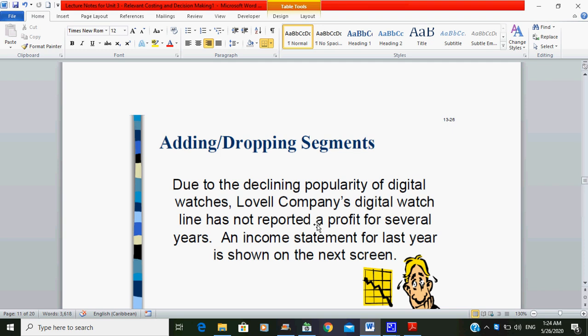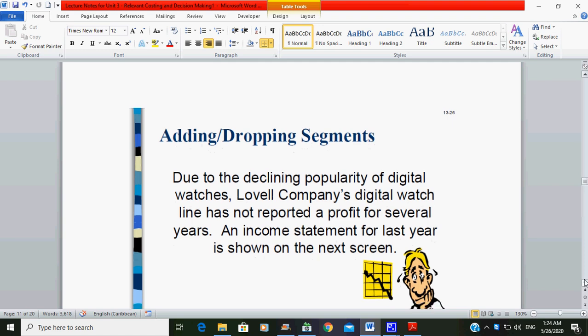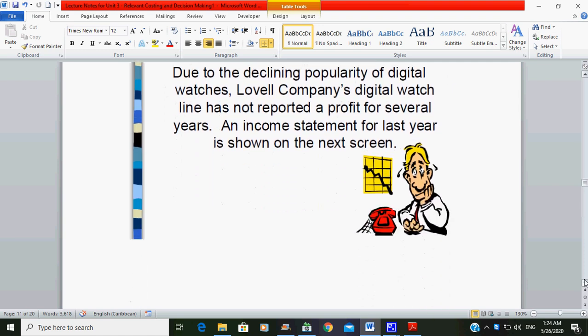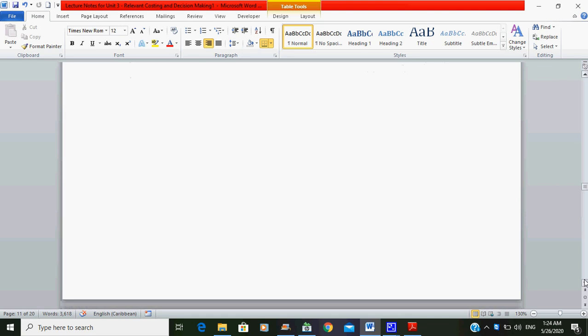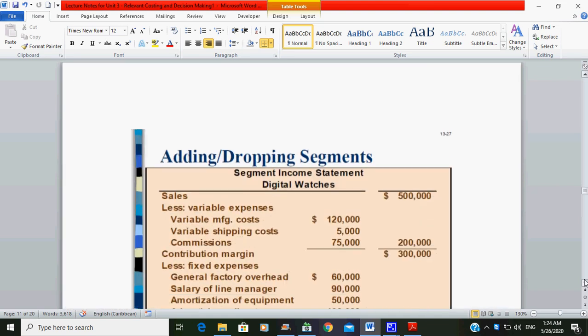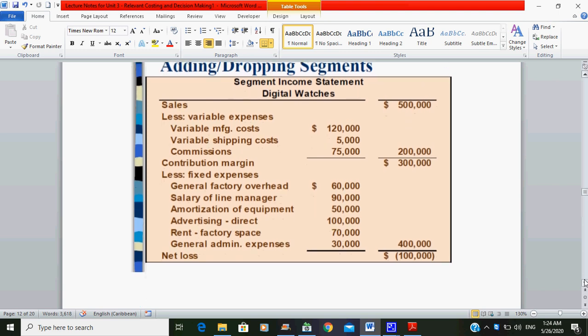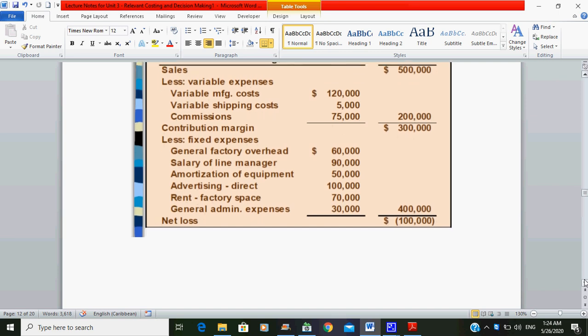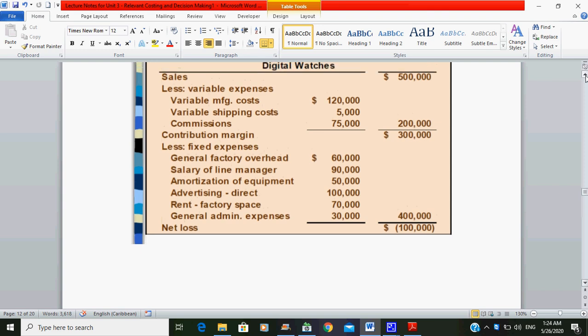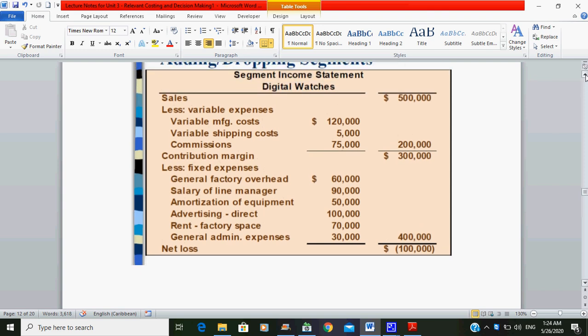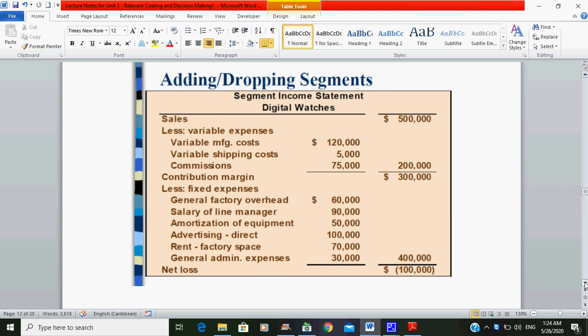An income statement for the last year is shown on the next screen. Look at this now. Sales contribution margin 100,000, loss of what? $100,000. You could pause the video and write something for me, please, if you so desire. We're going to refer back to it as we go along. So this is a segment income statement for digital watches.